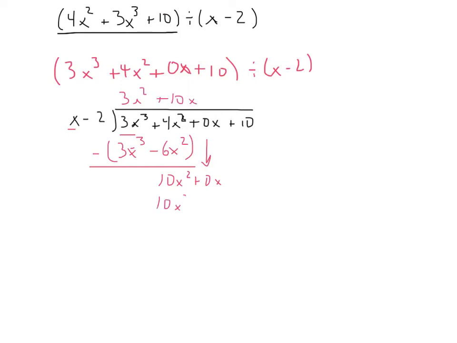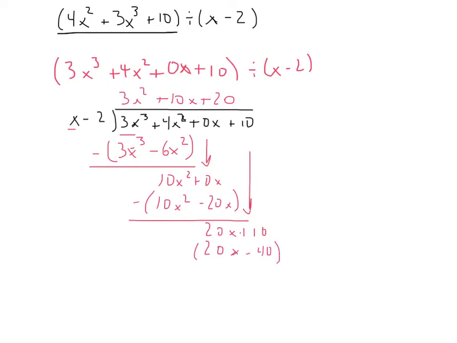So we get 10x squared minus 20x, and subtract and get 20x, bring down my plus 10, and x times 20 is going to give me 20x, so I'll get 20x minus 40, and subtract is going to give me a remainder of 50. So my solution then, if I were to write out my solution, is 3x squared plus 10x plus 20 plus 50 over x minus 2. And there's my solution to this somewhat more complicated long division problem.